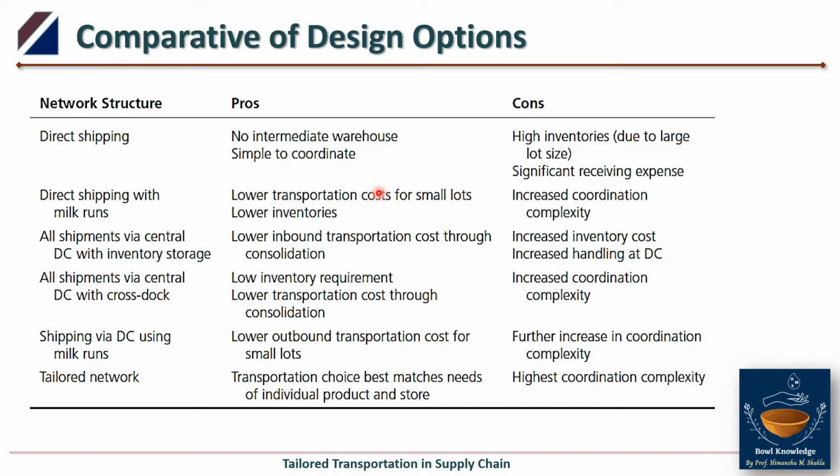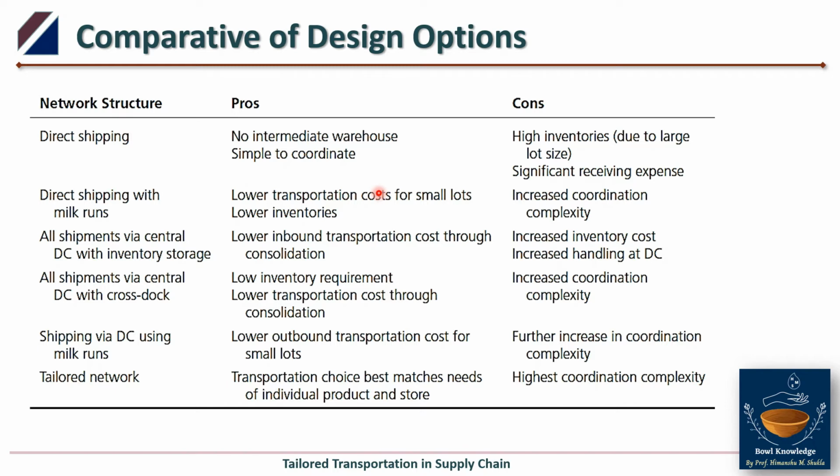Then while designing the milk run, we have to also arrange the goods inside the truck as per the sequence of milk run. So that we will discuss later. Then all shipment via DC with inventory storage. So DC, there are two cases. One is a distribution center with storage, otherwise it will be the cross docking center.